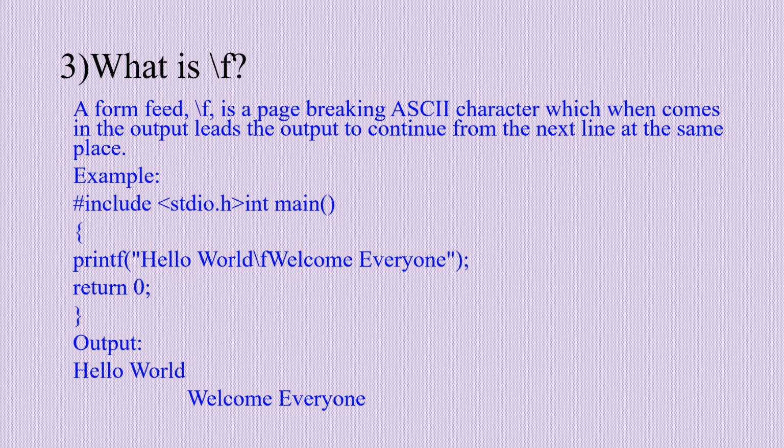Now whenever I execute this program, what will happen? Hello world will come on the first line, and your cursor will go to the next line, but it will not start from the first position. It will be below, on the second line, but in the same position, and there you will print welcome everyone. You can see this output and you will understand how the form feed, that is \f, works.